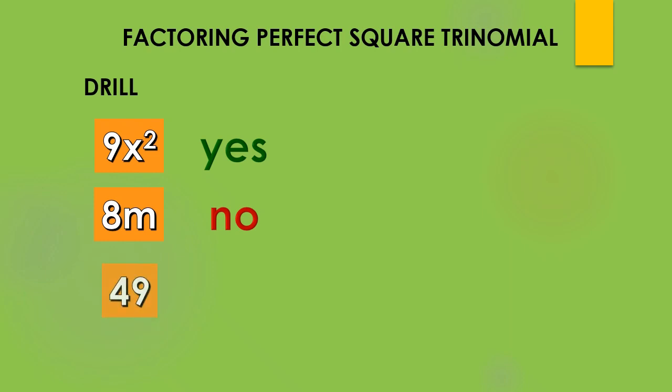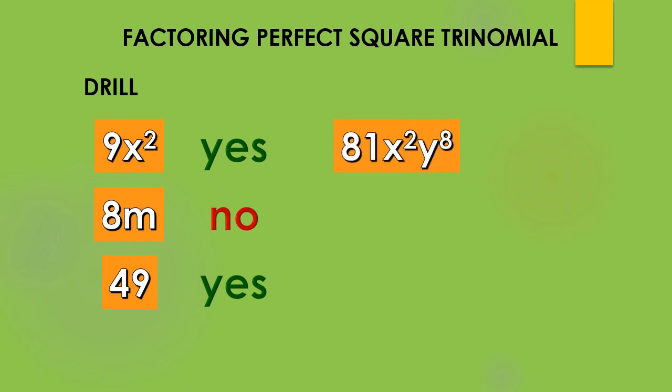Another one is 49. Is 49 a perfect square term or perfect square number? The answer is yes. It is a perfect square number because 49 is the square of 7. So if you get the square of 7, that is 7 times 7, that will give us 49. How about the next one?